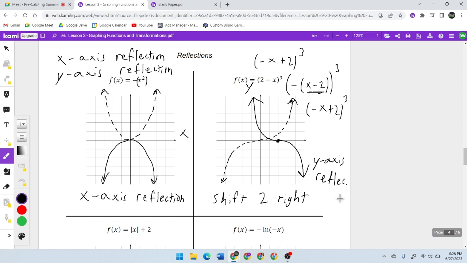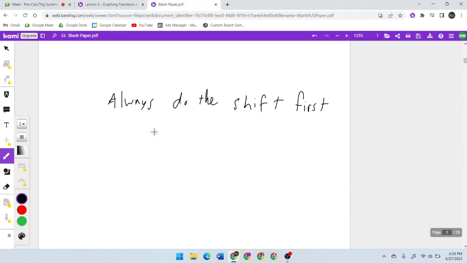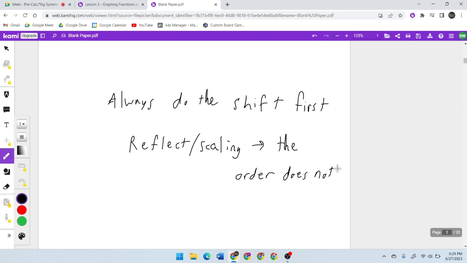Now some of you may be wondering, hey Dan, you just said do the shift first, right? Well, what if there's a reflection and scaling? Which one do you do first, the reflection or the scaling? And honestly, it doesn't matter. For reflection and scaling, the order does not matter. It only matters for the shift. So do the shift first, and then the order doesn't matter after that. So you don't have to worry. Any questions?